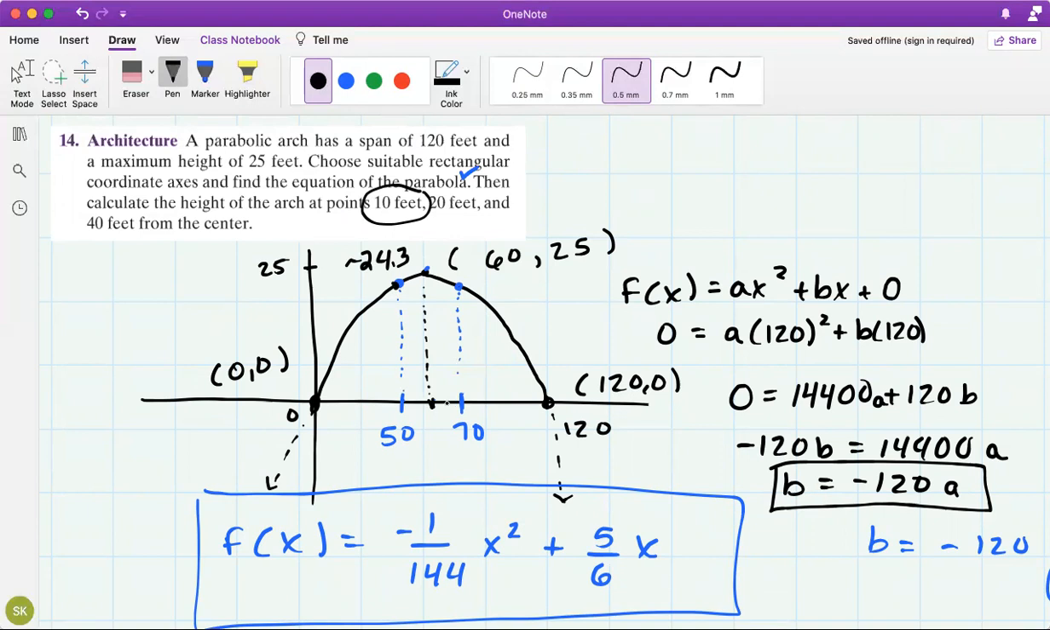So for the 20 feet away, you subtract 10 more, and you're going to plug in 40 into your equation, and then you can find that point here. And then to find 40 feet away, so you take 60 and subtract 40, and that would be 20, and you plug that into your function.